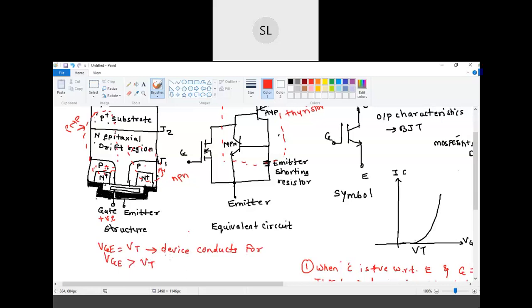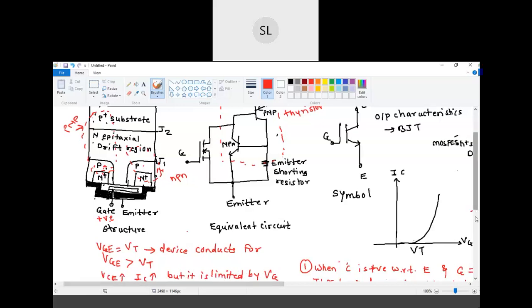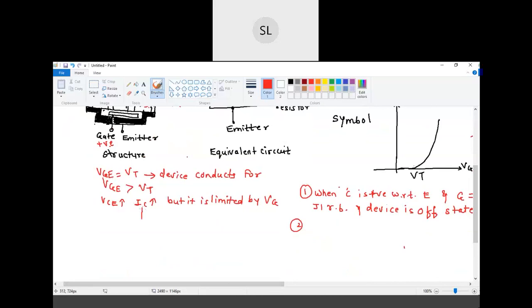So now during this forward conducting state, if this collector voltage VC is increased, then IC will be increased. If VC increases, IC will also be increased, okay. But it is limited by whom? It is limited by the gate voltage. Depending upon this gate voltage, the increase in the IC will be determined by the increase in this collector to emitter voltage, okay.